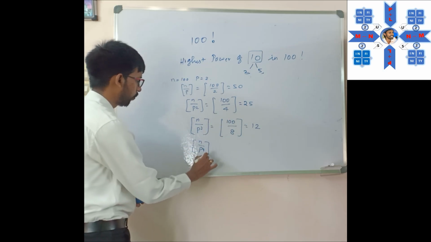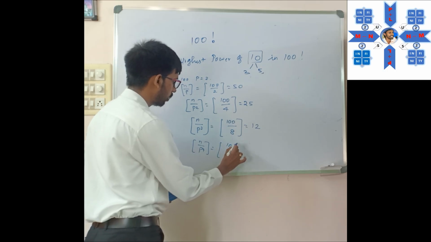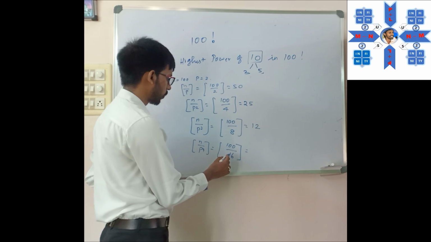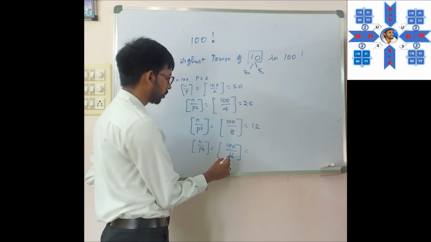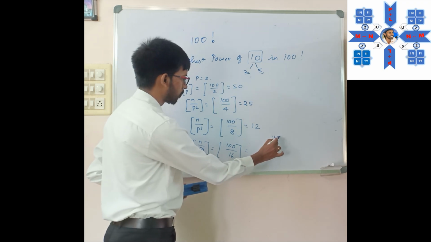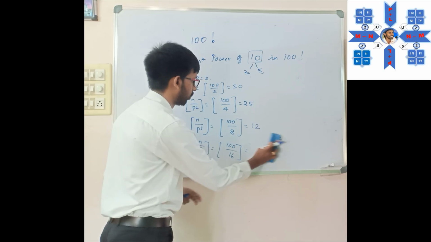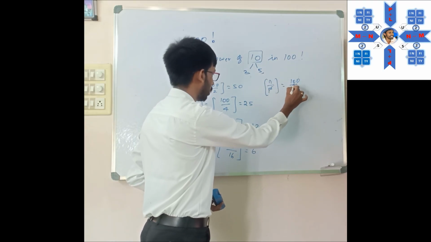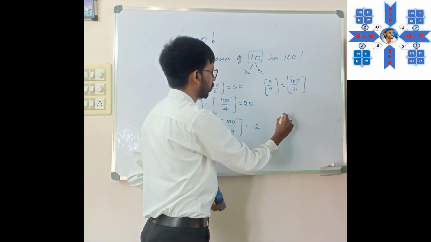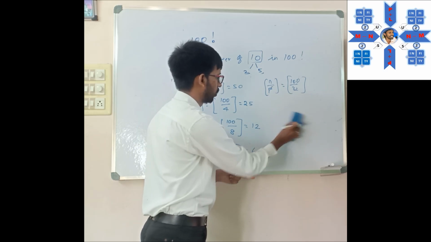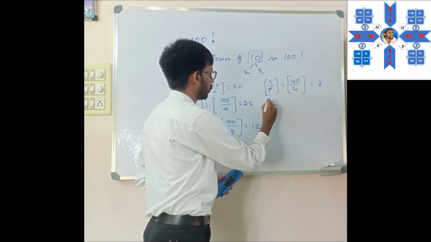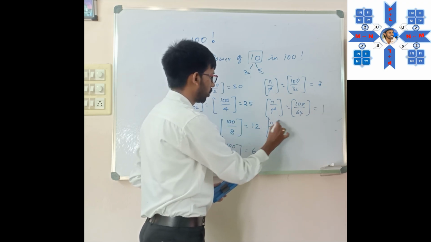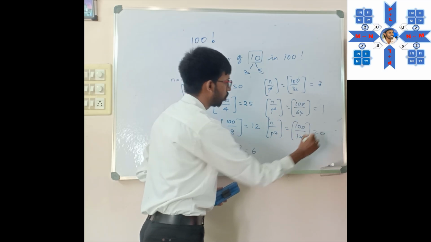The greatest integer function of n by p power 4, so 100 by 16, is 6. n by p power 5, so 100 by 32, is 3. n by p power 6, so 100 by 64, is 1. n by p power 7, so 100 by 128, is 0.